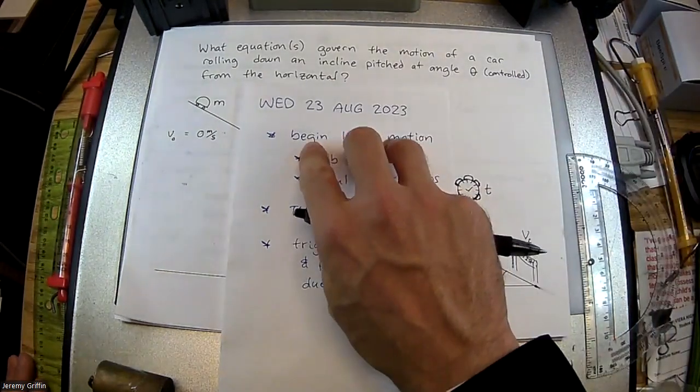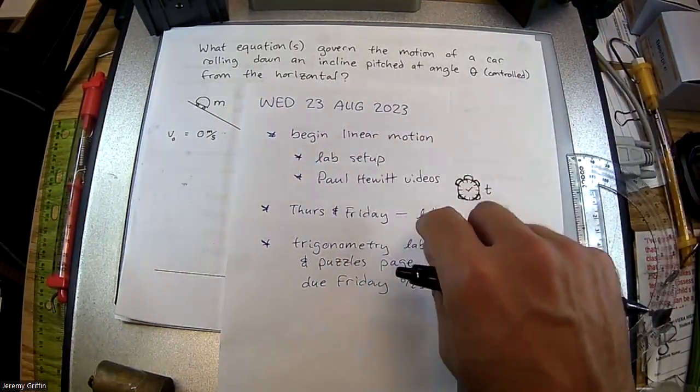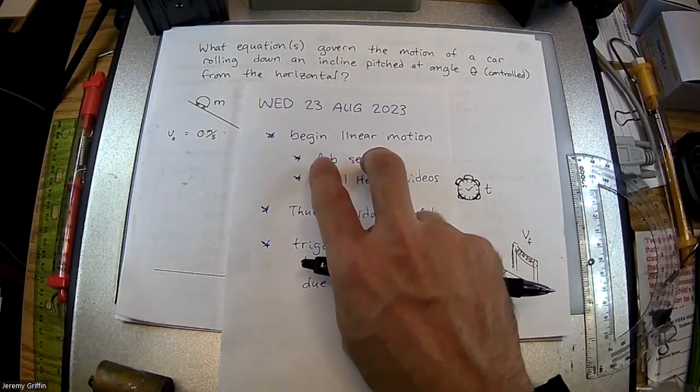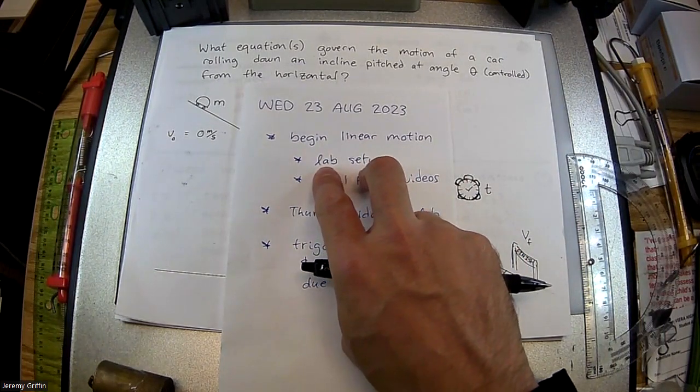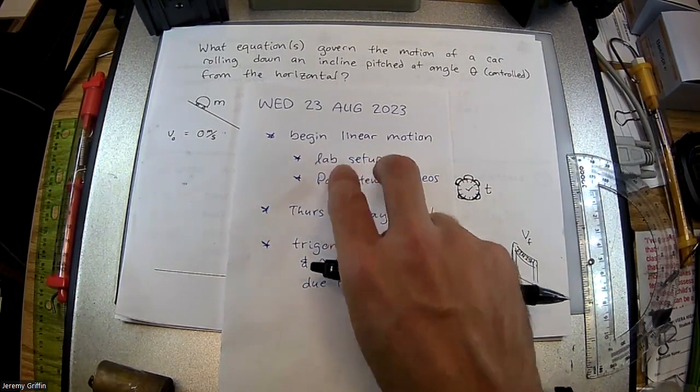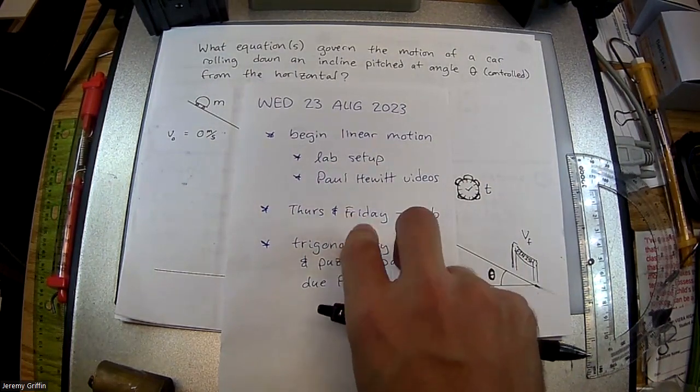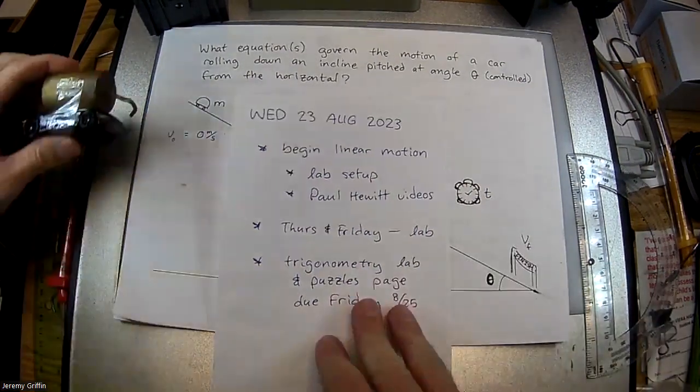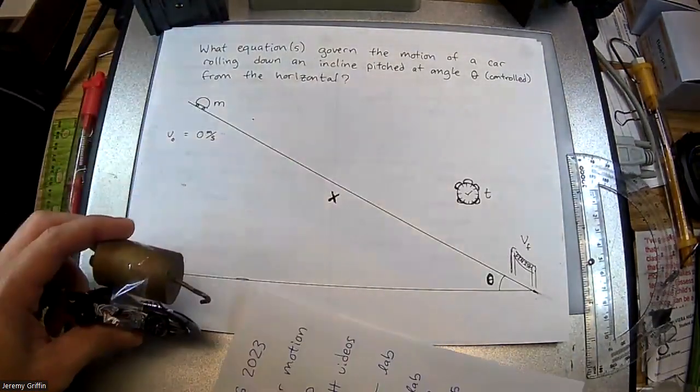So we're really going to get linear motion started in earnest here. And the way we're going to do that, I'm going to walk you guys through a lab setup. So next 2 days, Thursday and Friday, you guys are going to have this lab that involves rolling Hot Wheels cars down inclines.